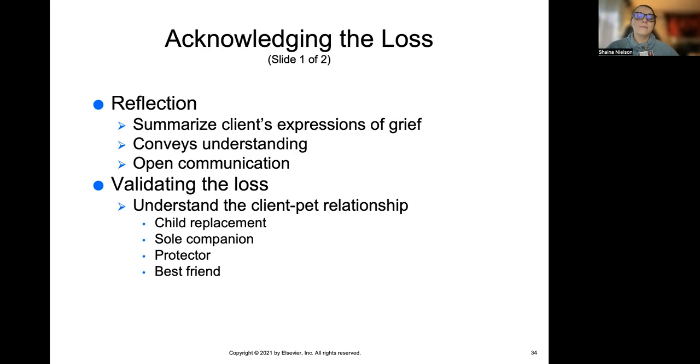But for some owners, these pets are their children. It's like losing a child, or that's their sole companion. They lost their husband or wife, and now they just have their dog or their cat. That's their best friend, whatever have you. So animal loss can be just as hard as losing a human, if not harder, depending on the situation. So just also knowing that too.